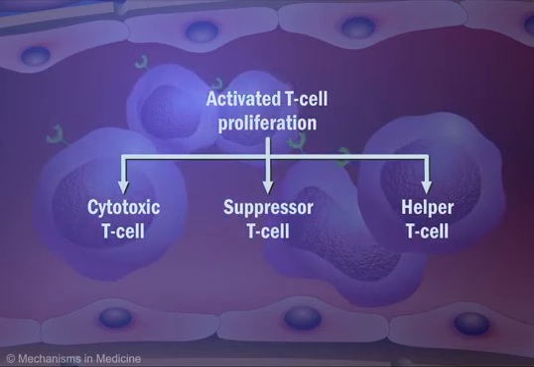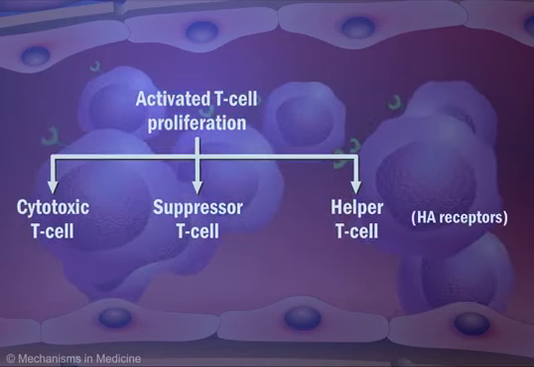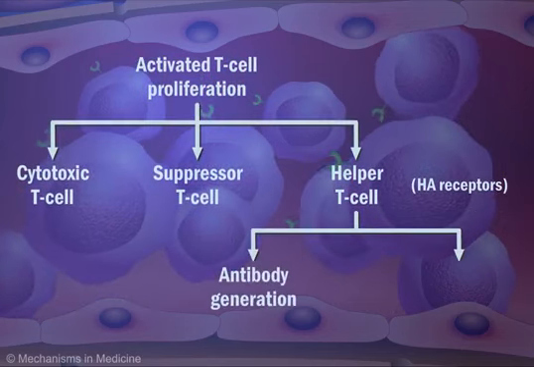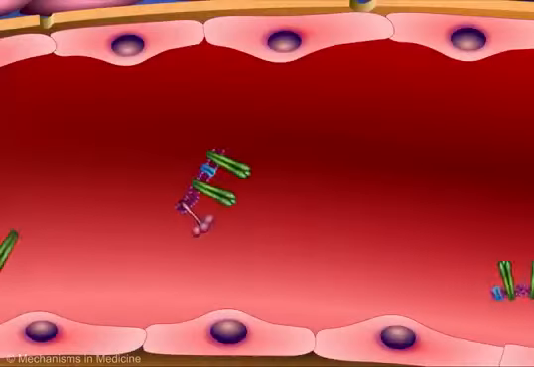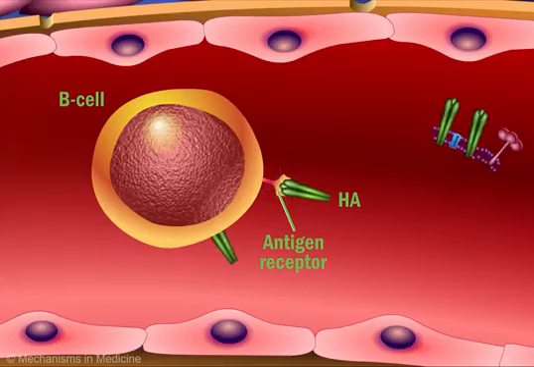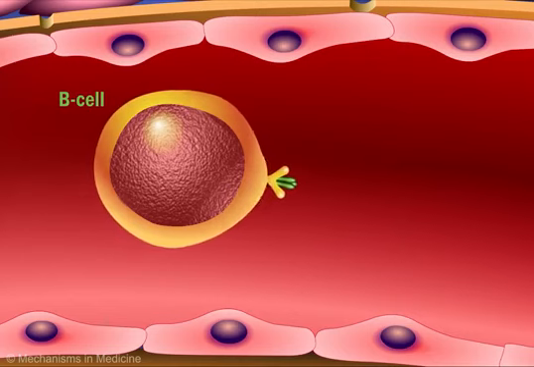Activated helper T cells express hemagglutinin receptors specific to the vaccine strain on their surface and play a major role in antibody generation and memory B cell activation. Unlike T cells, B cells are able to ingest hemagglutinin independent of the MHC. Once internalized, B cells process the hemagglutinin antigen and present it on their surface in combination with an MHC.